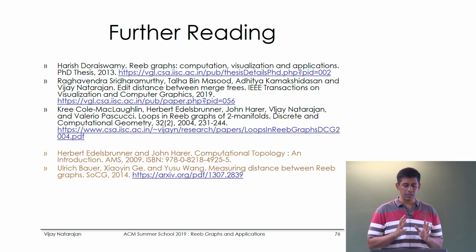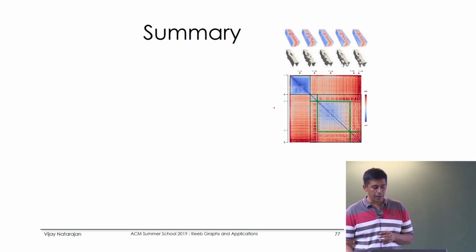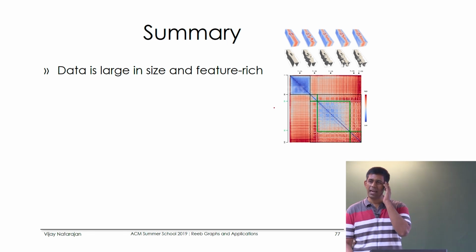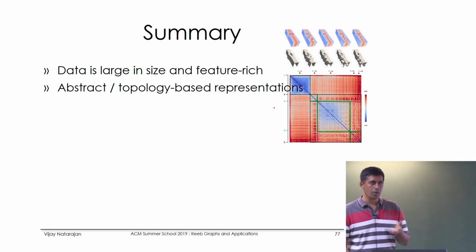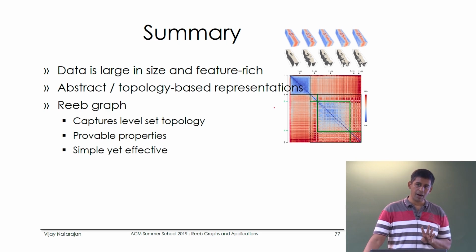There are several other references. These are a good starting point for you. So to summarize, data is increasingly becoming large and feature rich. So, it is very important to develop techniques like topology based methods, which will give you abstract representations like the Reeb graph, so that you can get a handle on your data. We saw the Reeb graph in detail. We saw that it captures level set topology. We proved a few very simple properties about the Reeb graph. It was very simple to define, but it turns out to be very effective in practice.